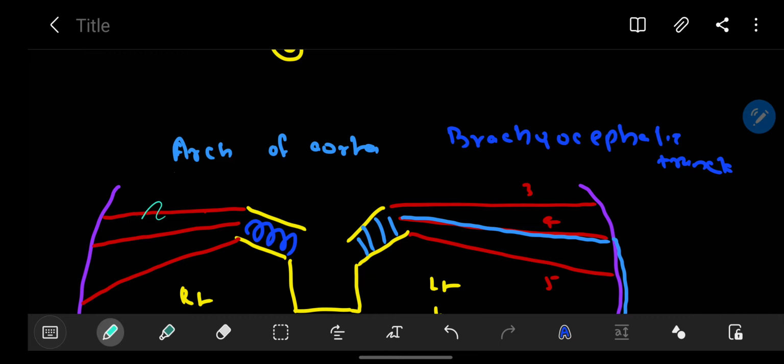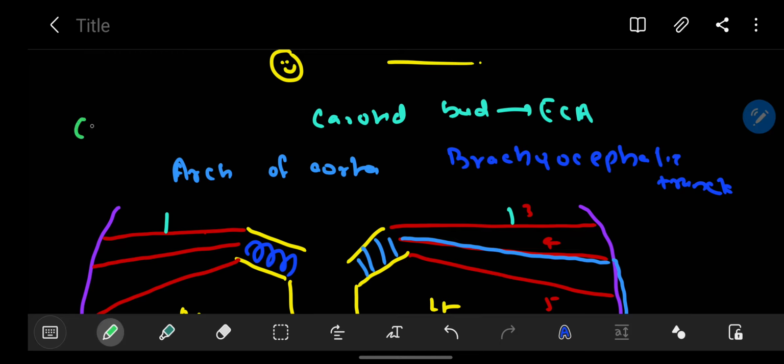So in the third arch artery, there is a carotid bud. So this is the carotid bud. From the carotid bud of the third arch artery, the external carotid artery is formed. The common carotid artery is formed from the proximal part of the third arch artery.